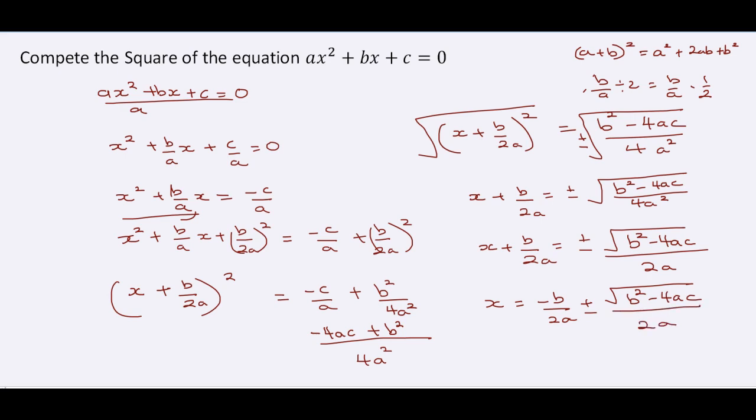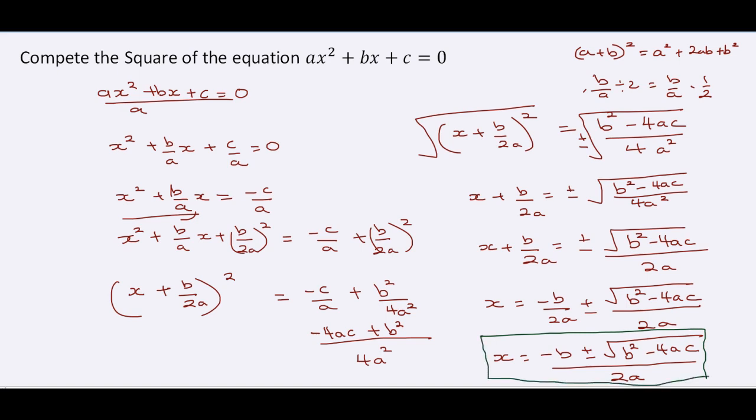And now let's simplify that. We're going to get x equal to minus b plus or minus the square root of b squared minus 4ac, over 2a. So this is what you know as your quadratic formula. So completing the square on your standard quadratic equation leads to your quadratic formula.